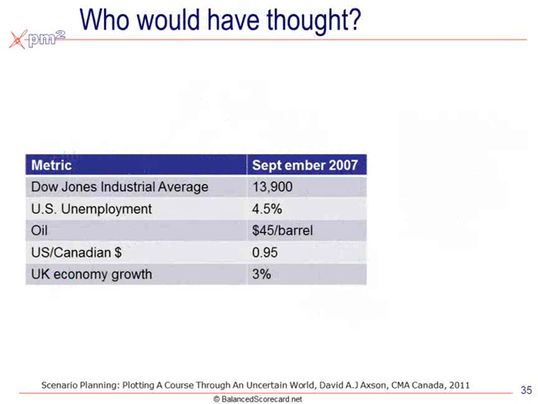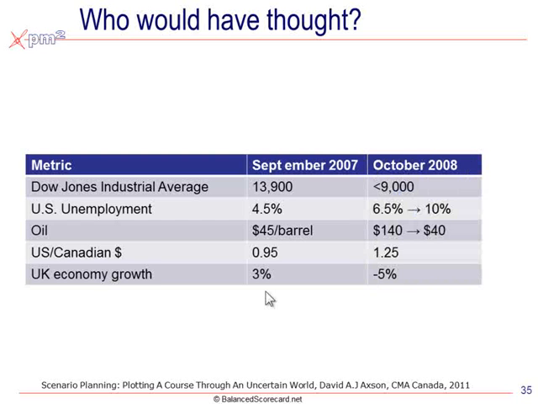So let's take a look at, for example, where we were in 2007. In 2007, the Dow Jones was almost at 14,000. We had a U.S. unemployment rate at 4.5%. Oil was only $45 a barrel. The U.S.-Canadian exchange rate was 95 cents, and the economy in the UK was growing at 3%. Now, we would have based a bunch of forecasts around that, but in truth, the future was significantly different.